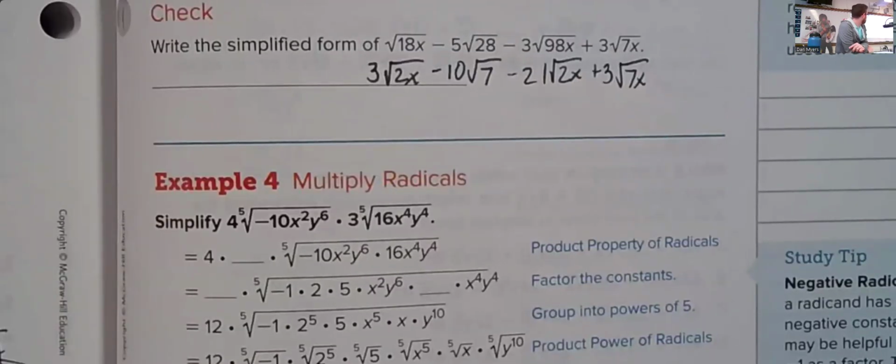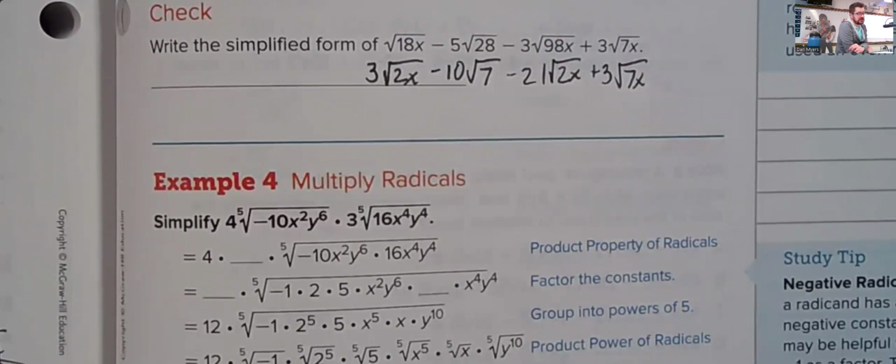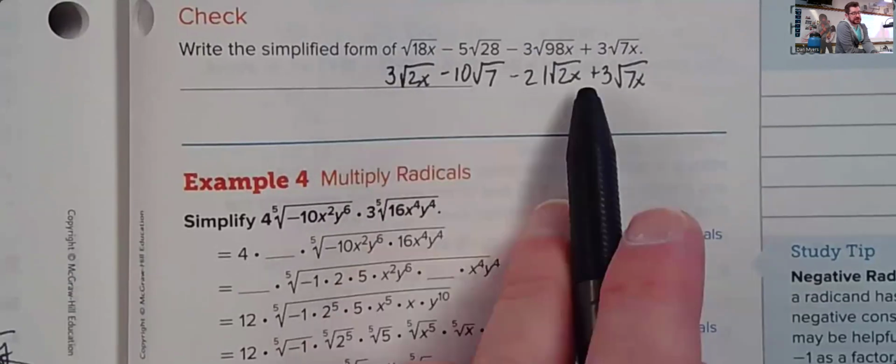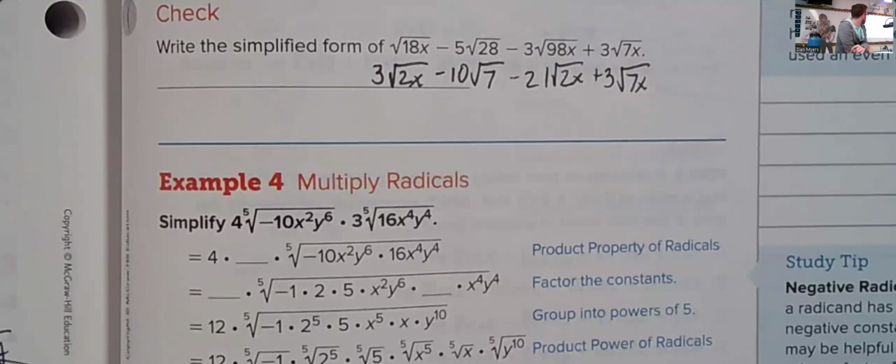Now we look for like radicals. Do we have any like radicals here? If so, what are they? Yeah, the root 2x's, right? Those root 2x's are able to be put together.